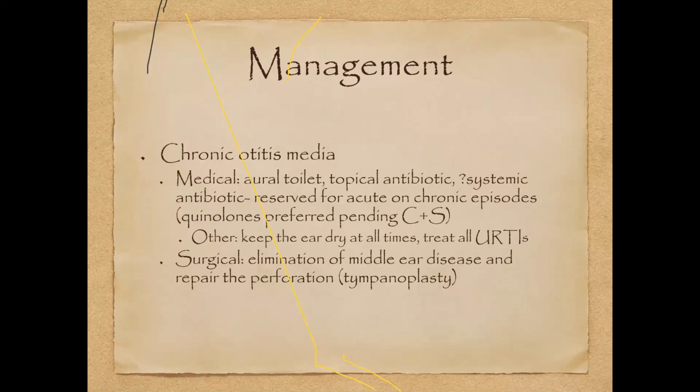Management of chronic otitis media: because it has been chronic, sometimes it's recommended to take a swab for culture and sensitivity. So you take a swab using a sterile swab. Medical treatment includes aural toilet. Aural toilet is where we use suction or an ear wick to try and clean the pus out of the ear, so that you give the eardrop a chance to have contact with the mucosa. Then you give the patient a topical antibiotic.